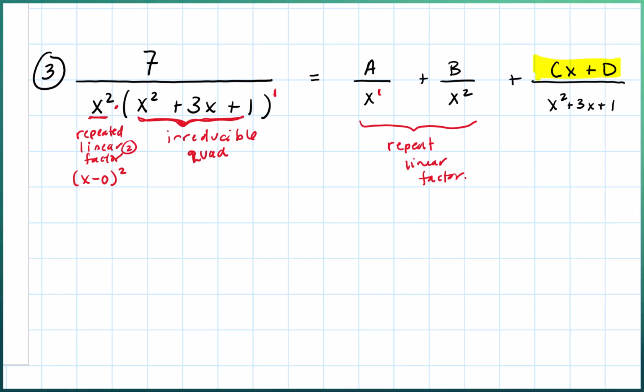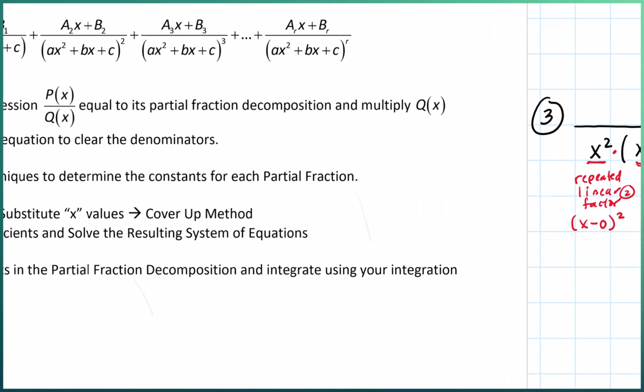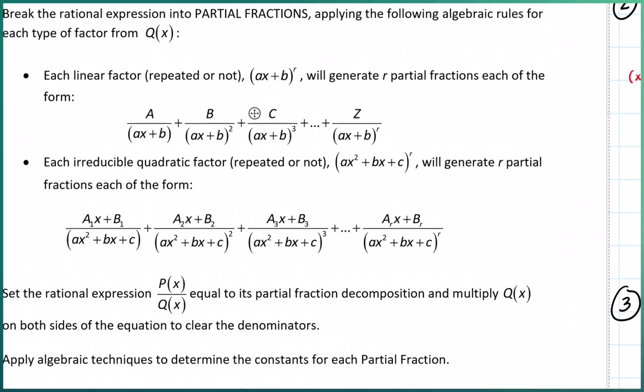All right, let's keep going. Let's do one more. And I'll project this one more time. So remember, each linear factor gives us these types of partial fractions, and the irreducible quadratic factors give us these types of partial fractions. All right.